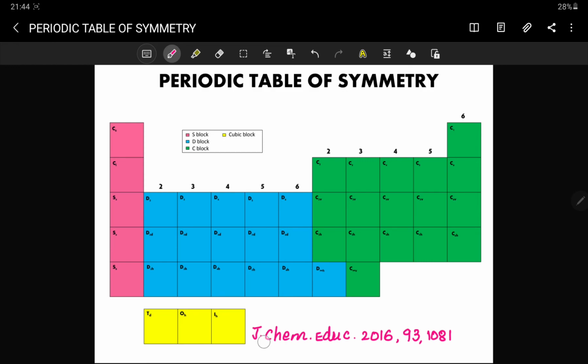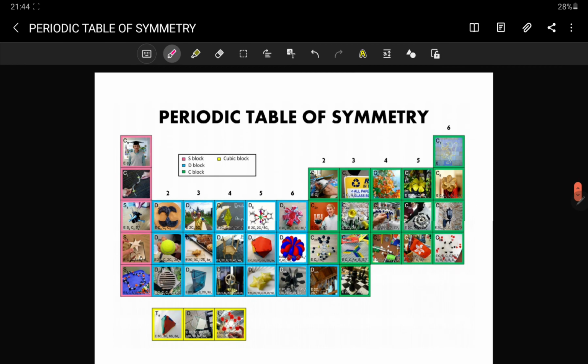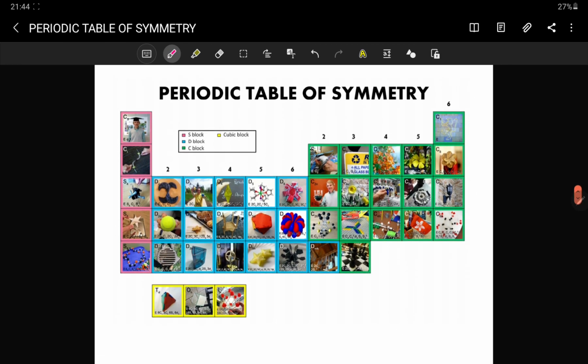This is a research article that was published in Journal of Chemical Education in the year 2016. Altogether, it's a good correlation made for an informative understanding of the subject. For each point group within the table, very unique and interesting examples have been taken to raise the enthusiasm of the reader. Here you can look at various examples that are really unique.